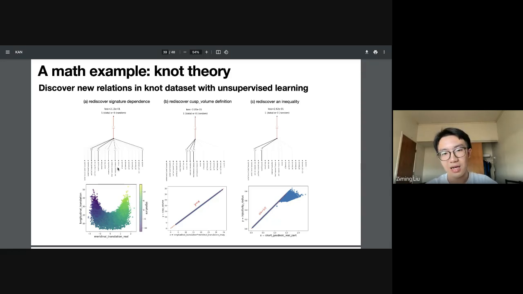But I want to note that here I constrain the KANs to be just one layer, so we can also make the networks deeper and deeper, such that we can potentially find more complicated formulas from the knot dataset, which people have not discovered before. Really achieving a new discovery is something for our future work.